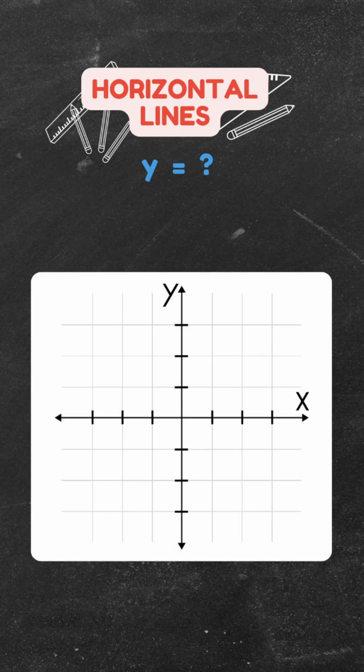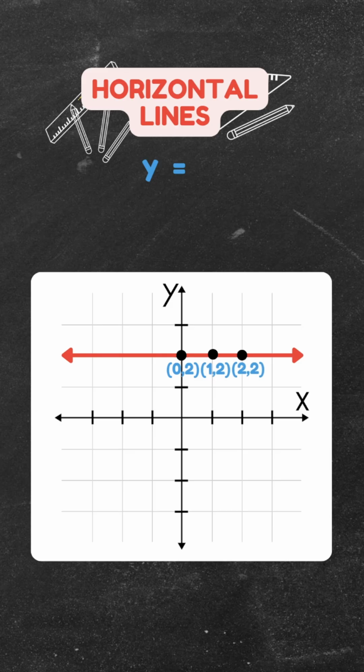Our next special line are horizontal lines. The equations are going to start with y: y equals some number. Let me give you an example. Here's a horizontal line. Let's plot some points here. This point's going to be 0, 2. This is 1, 2, and 2, 2.